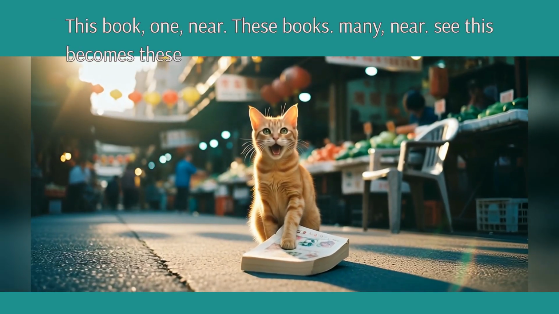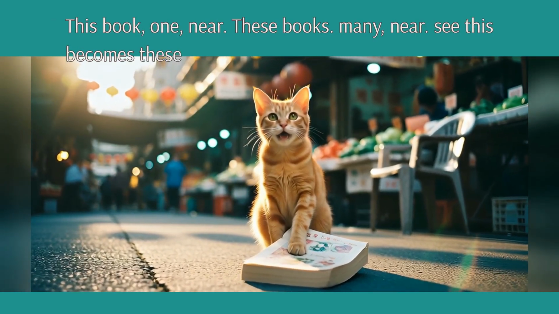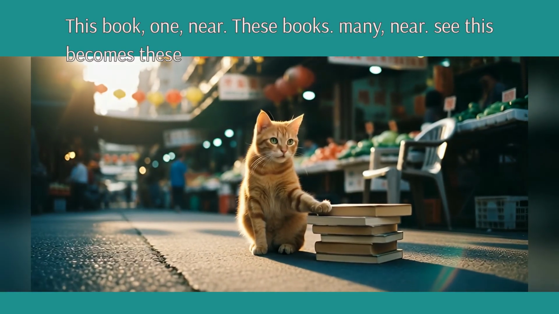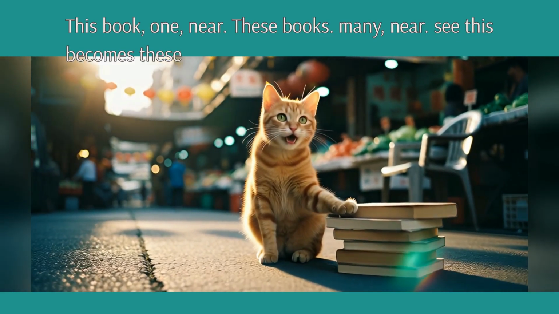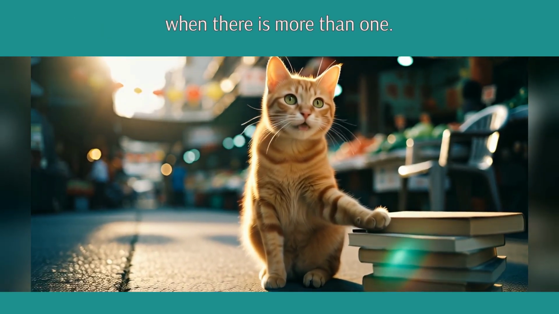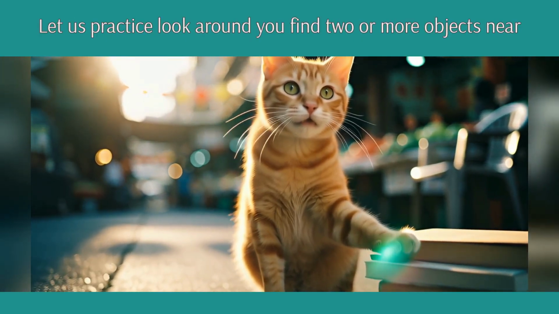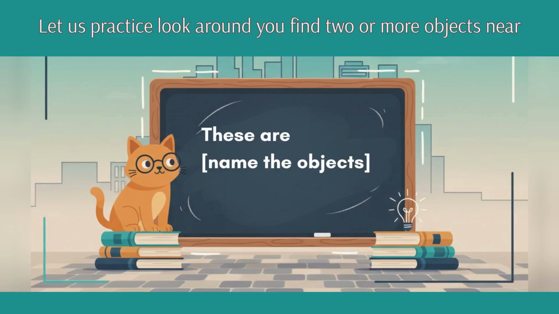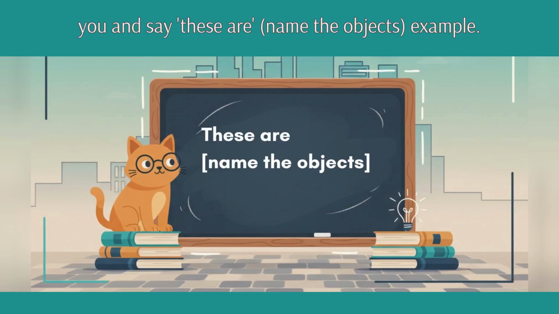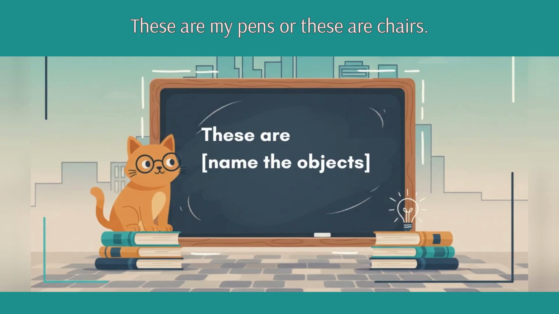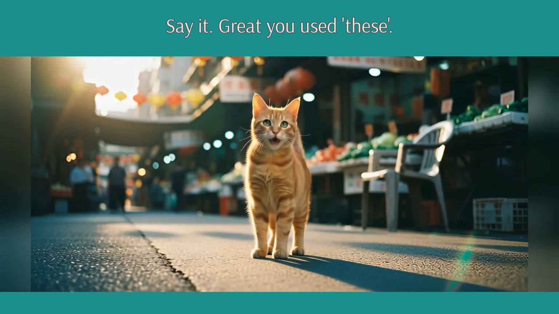Important pattern. This book, 1, near. These books, many, near. See, this becomes these when there is more than one. Let us practice. Look around you. Find 2 or more objects near you and say, these are, and name the objects. Example, these are my pens, or these are chairs. Say it. Great, you used these.